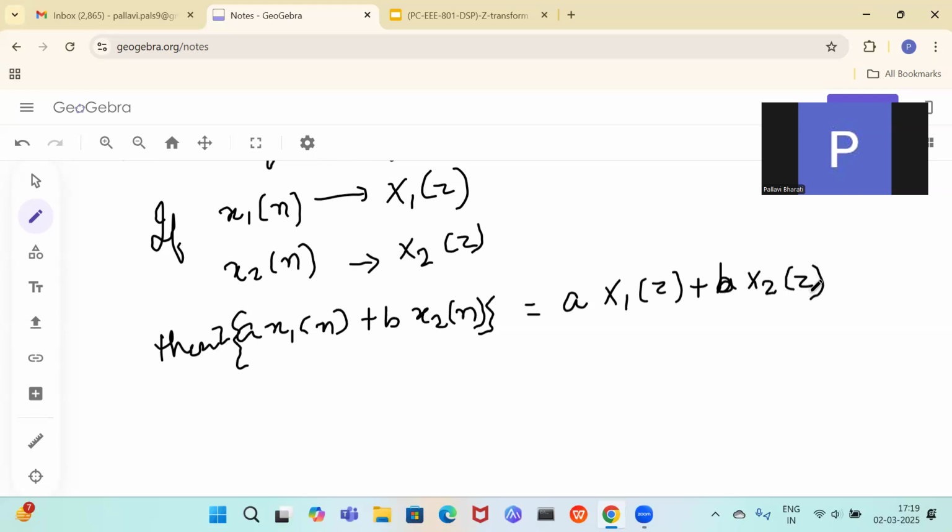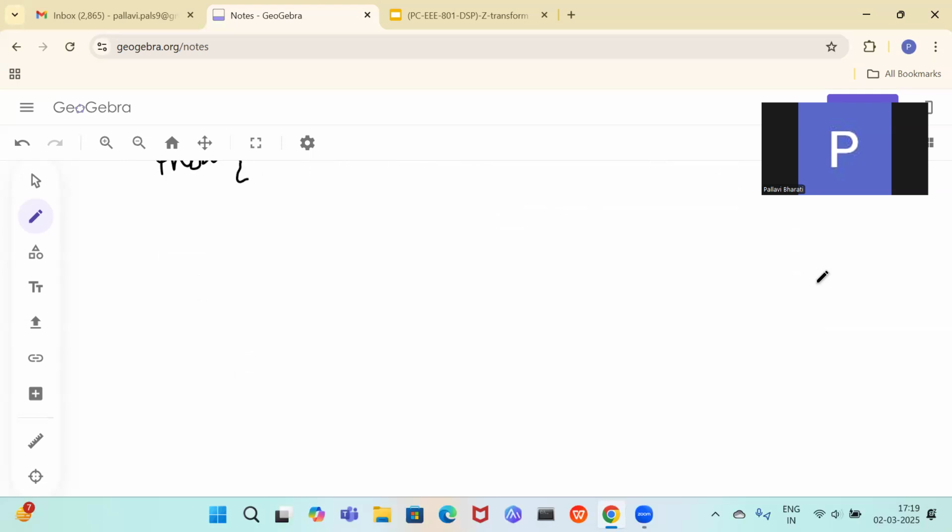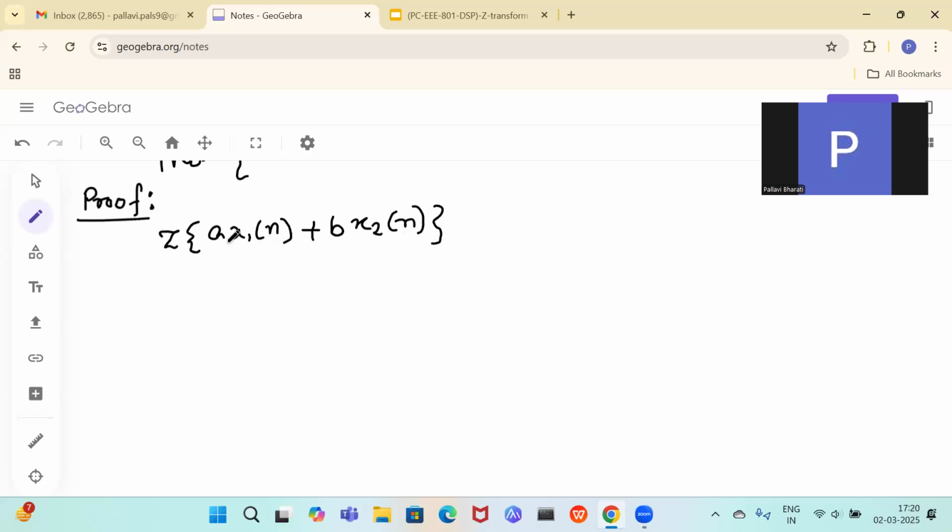Let's go on and first try to prove this part. For proving any property of Z transform, you need to start with the definition of the Z transform. So what we need to prove is that the Z transform of A into x1n plus B into x2n should be A into X1(z) plus B into X2(z). So this is my signal right now.